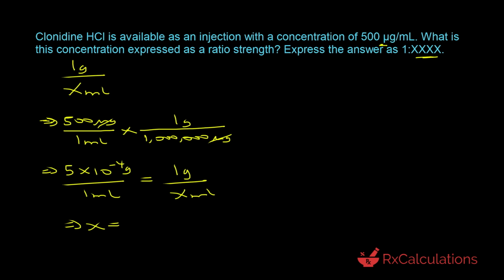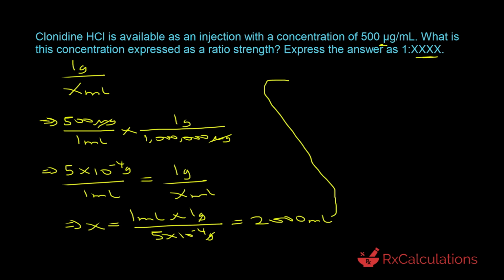So now x is going to be equal to 1 milliliter times 1 gram divided by 5 times 10 to the negative 4 grams. And this ends up being equal to 2,000 milliliters. And so here the ratio strength is actually going to be equal to 1:2,000.